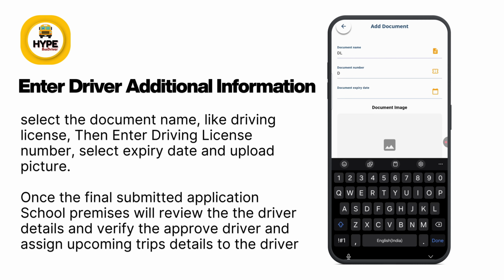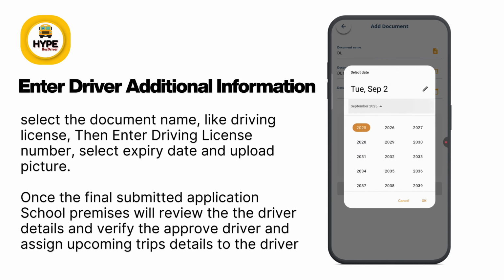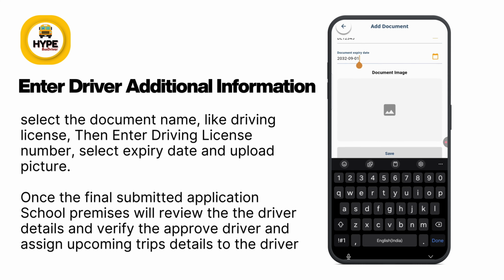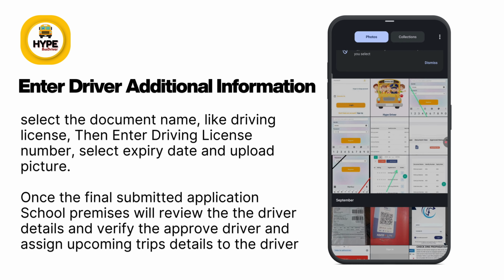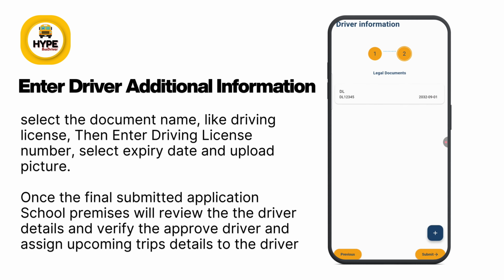Select the document name, like driving license, then enter the driving license number, select the expiry date, and upload a picture. Once the final application is submitted, the school premises will review the driver details, verify the approved driver, and assign upcoming trip details to the driver.